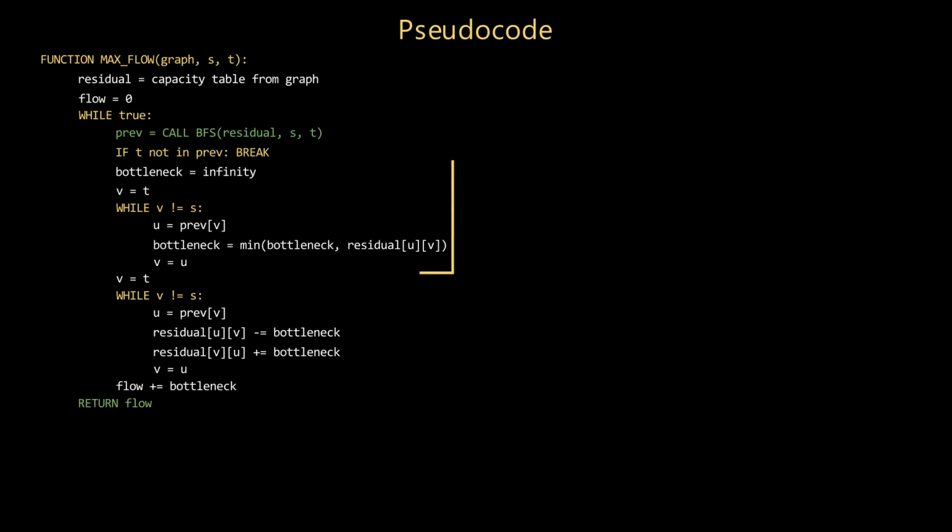The main loop starts with residual capacities copied from the graph. BFS returns previous, a previous node map for the path it found. If T is not in previous, there is no path. Otherwise we walk backward from T to S once to compute the bottleneck, then walk the same path again to update residual capacities.